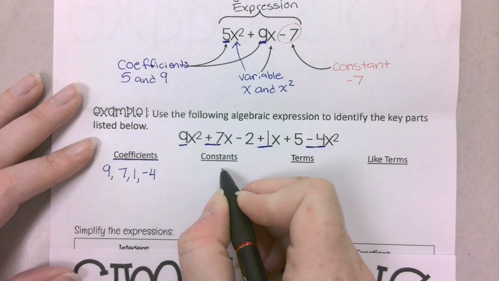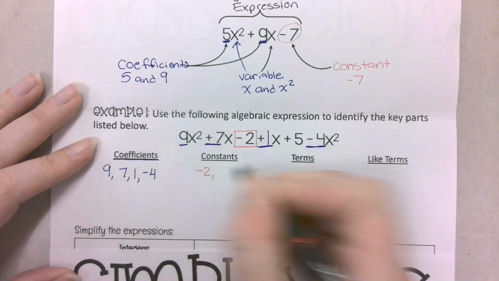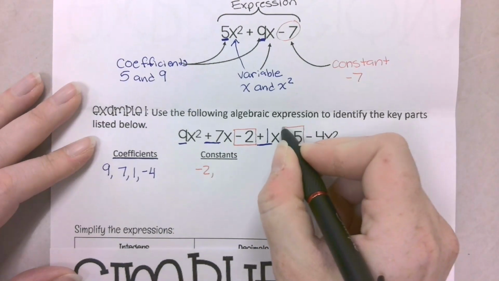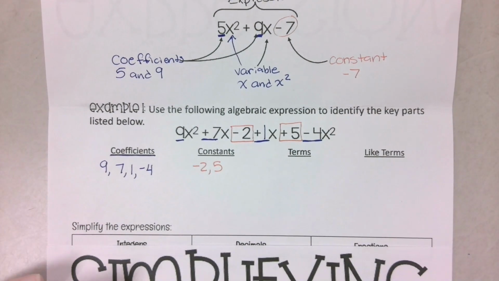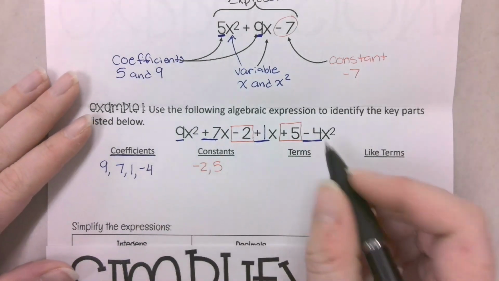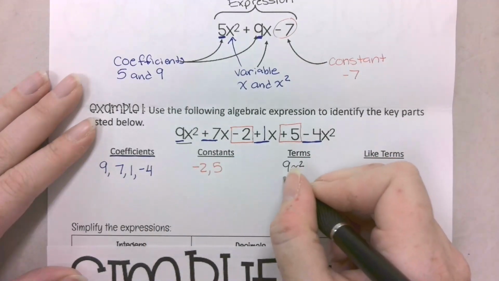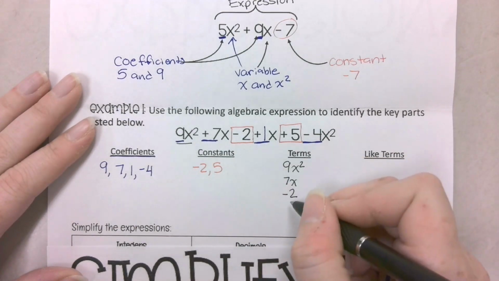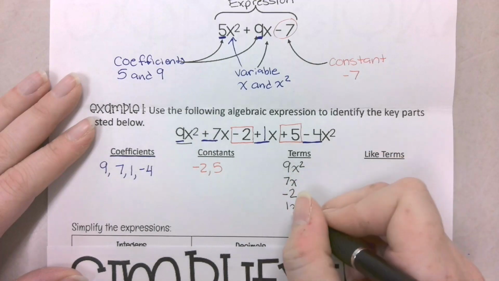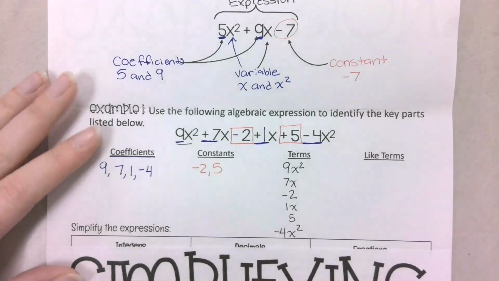As for constants, let's look at everything that does not have a variable. Here we go. There's a constant right there of -2 and a constant right here of +5. Notice when I'm boxing it, I'm taking the sign with it so I know whether it's positive or negative. Now here we're going to list all of our different terms. We have our first term, which is 9x squared. Our second term, which is 7x. Then our third term, which is -2. Our fourth term, which is a 1x. Our fifth term, which is 5. And our sixth term, which is -4x squared.